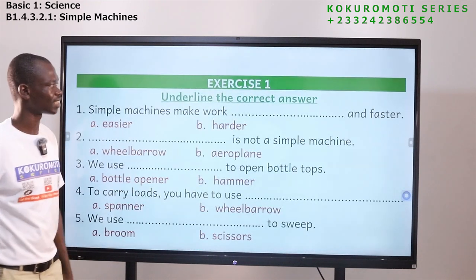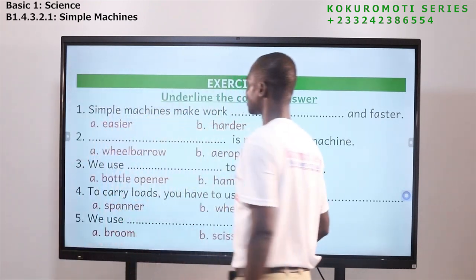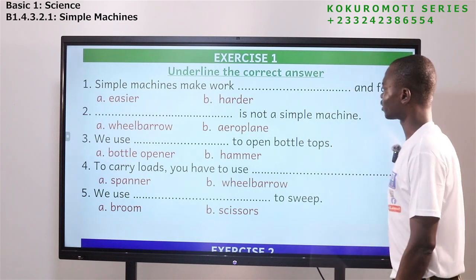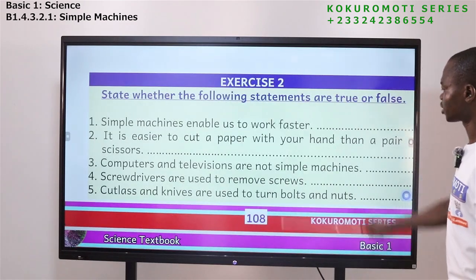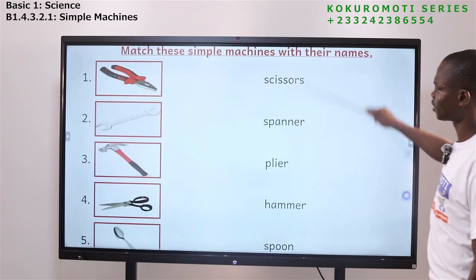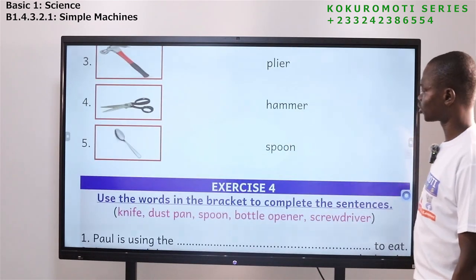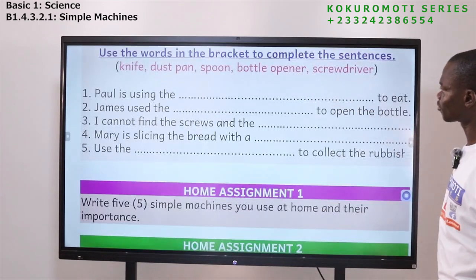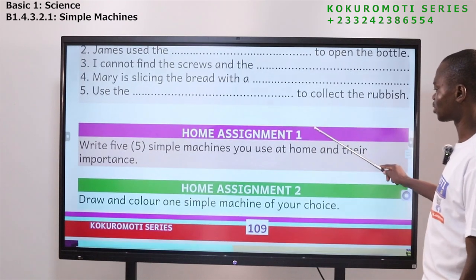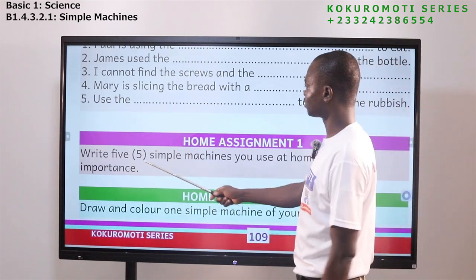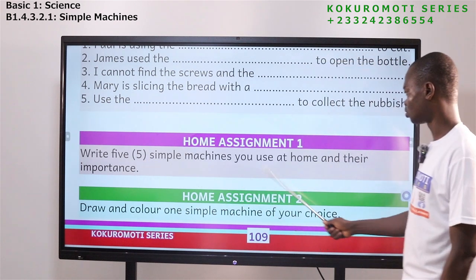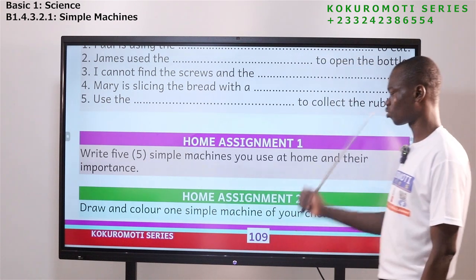Now let's look at exercises. The first exercise is here. You are to underline the correct answer. We have 5 questions. Exercise 2, 5 questions. Exercise 3, we have 5 questions. Exercise 4, 5 questions. Then we have home assignments 1 and 2. So home assignments: write 5 simple machines you use at home and their importance.